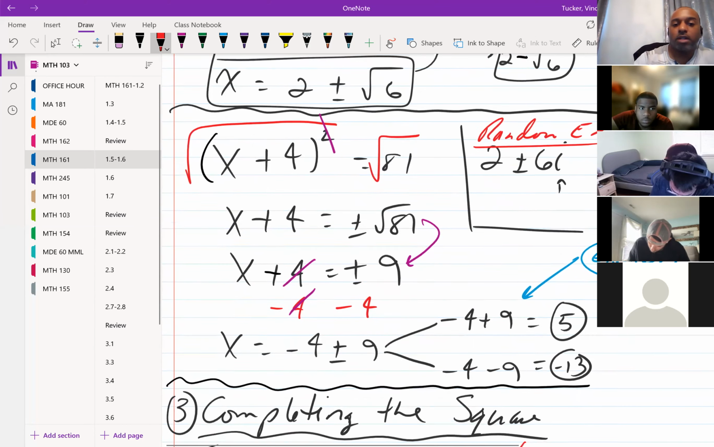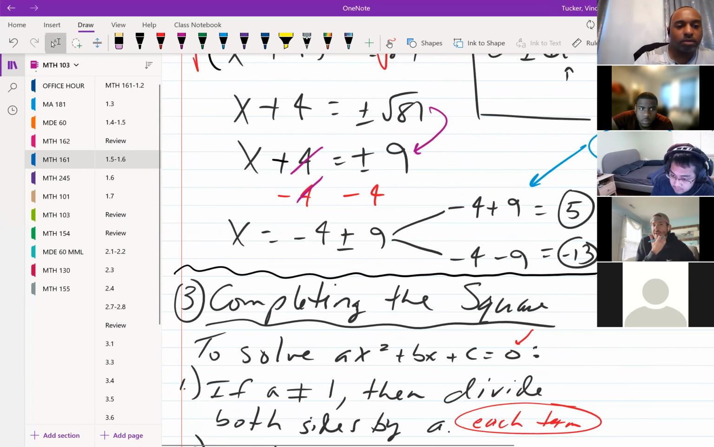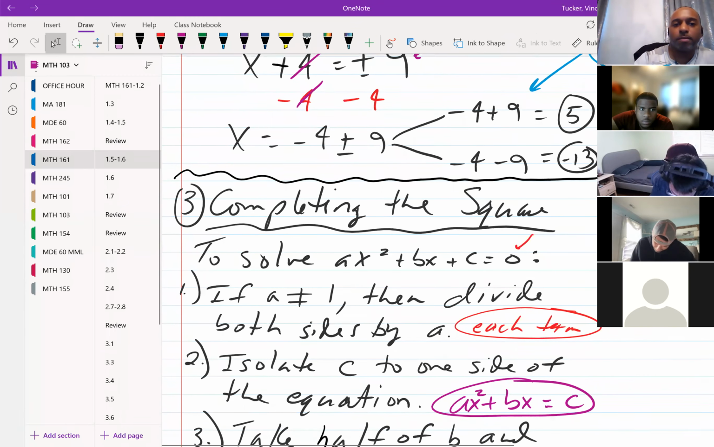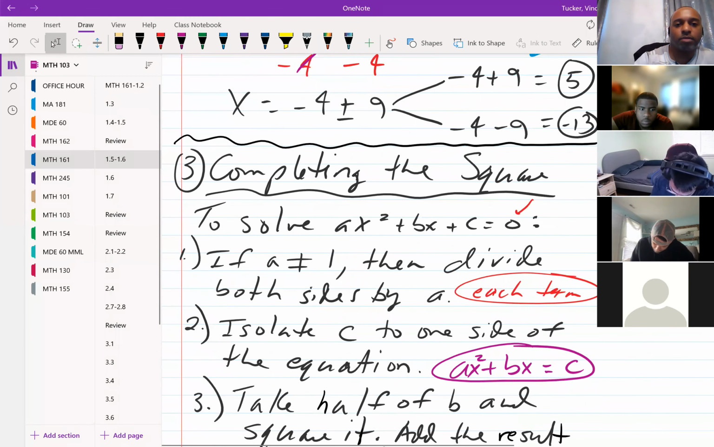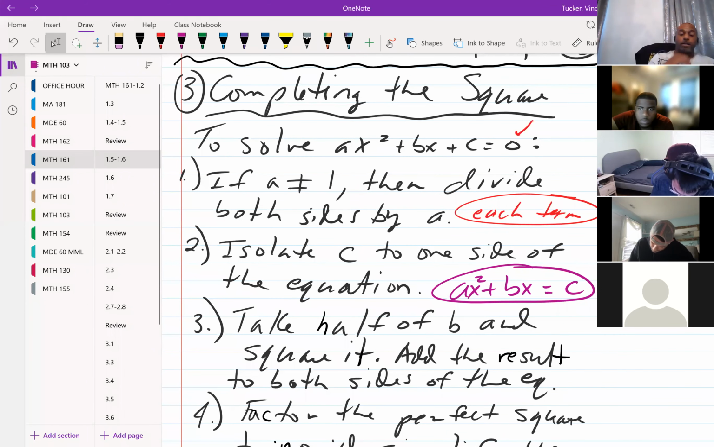All right. So completing the square. Got some steps here. So everybody done with that last example? Scrolling up. Okay. So third method to solving your quadratic, completing the square. So we want to solve ax squared.